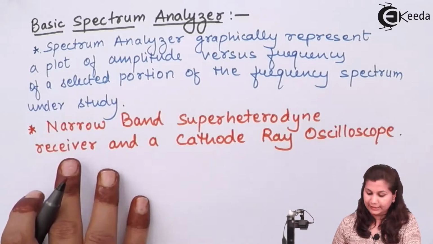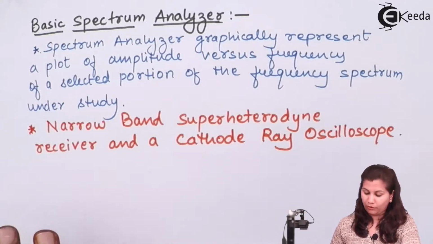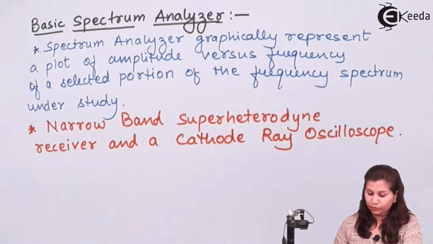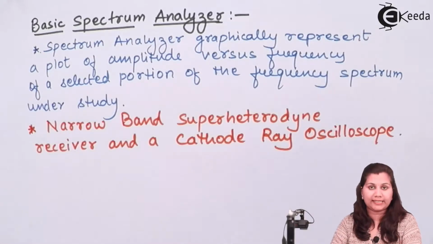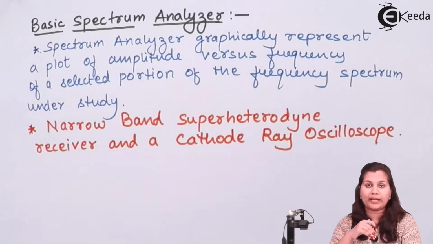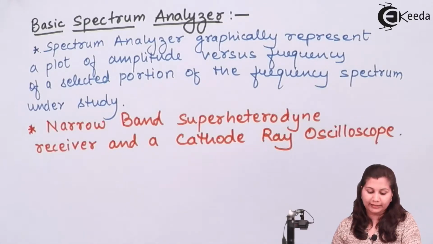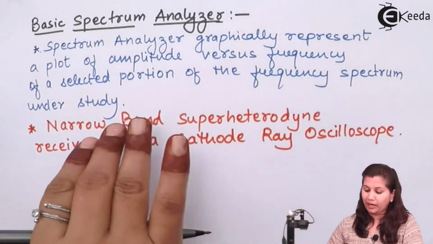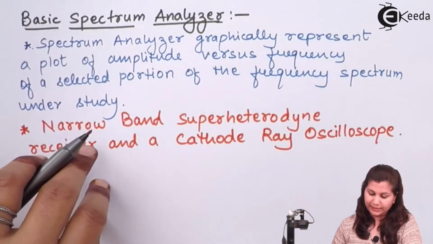Now this receiver is electronically tuned by varying the frequency of a local oscillator, which is varying the frequency of this narrow band super heterodyne receiver, and we are having the cathode ray oscilloscope. So on this oscilloscope we are having the x-axis display and the y-axis display. The x-axis display will be the internal sawtooth generator, and the y-axis output of the CRO, cathode ray oscilloscope, will be our RF input. Okay. So let's see the block diagram of this basic spectrum analyzer.